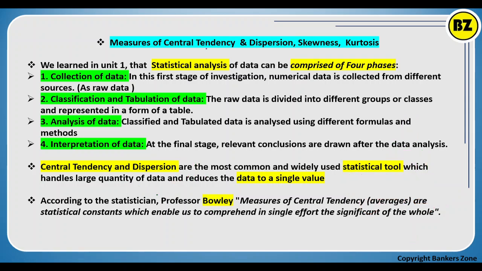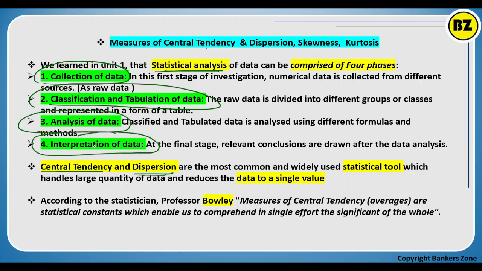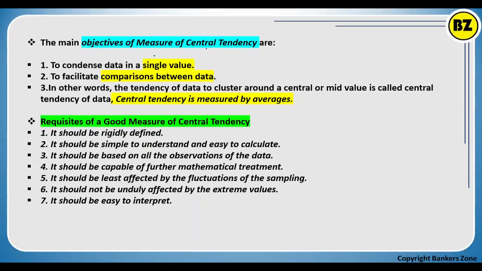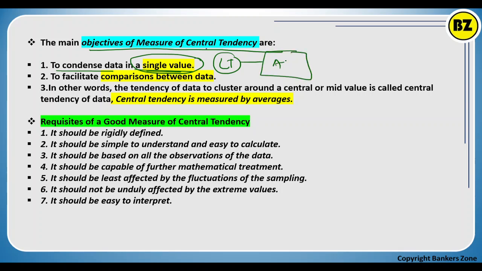Now see, we know what central tendency is, we know what dispersion is, and we know how to do the statistical analysis. Simply, we have 4 phases: collection of the data, classification and tabulation of the data, analysis of the data, and interpretation of the data. Now further, the main objectives of measures of central tendency are, first, to condense the data into a single value. A single value is nothing but a central tendency. From that we get a broader idea about all the data. Second, to facilitate the comparison between the data, so using central tendency you can compare.